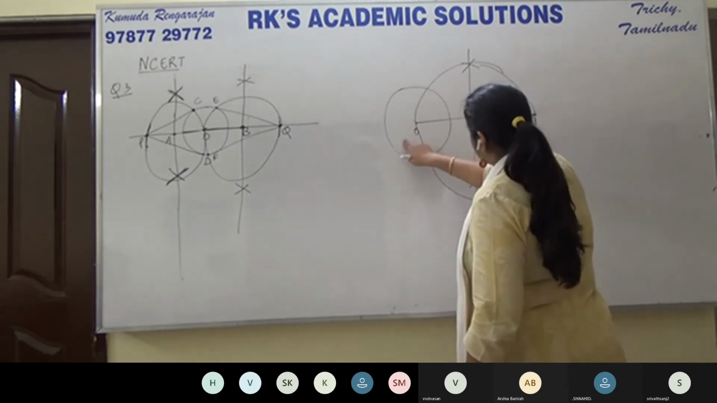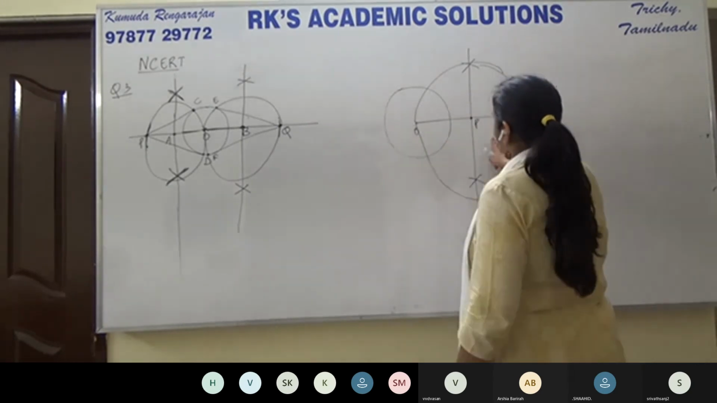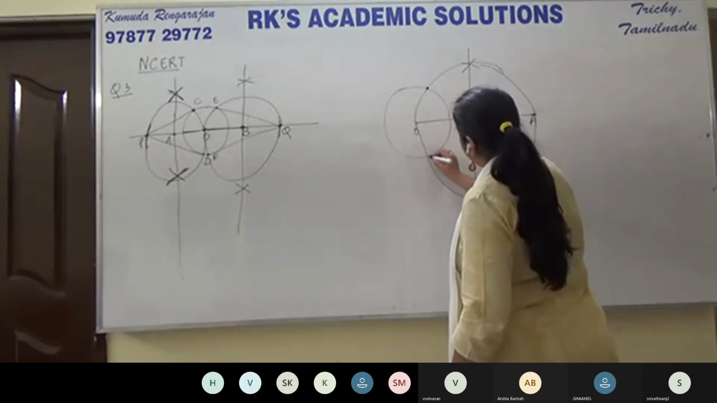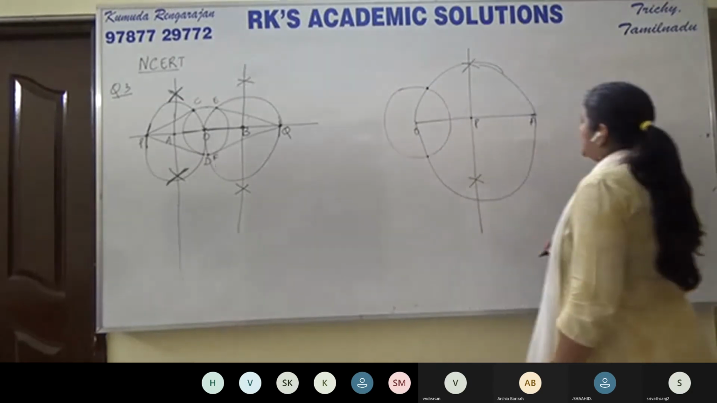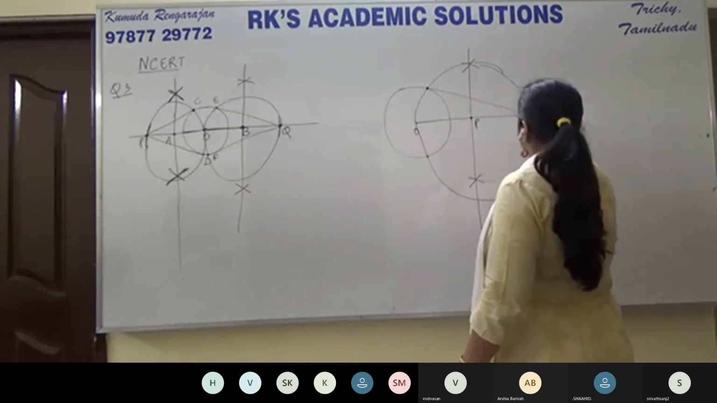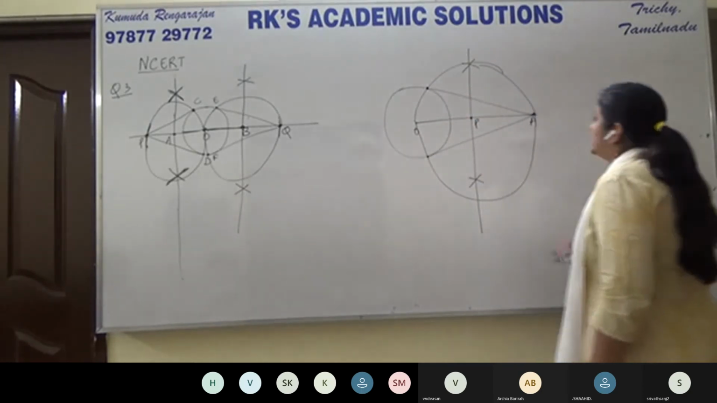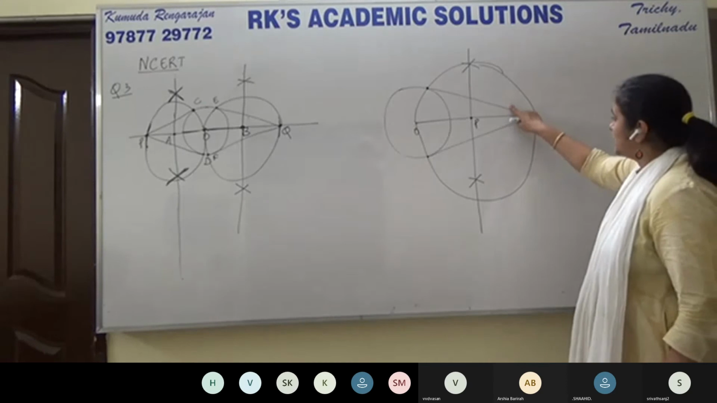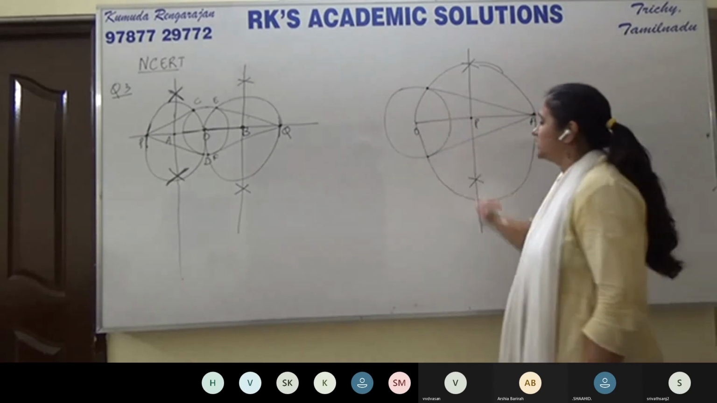Now this small circle, the given circle, and the new circle are intersecting circles. They intersect at these 2 points. Now from the external point A, you join this and you join this. These are the 2 tangents from the external point A to the circle.